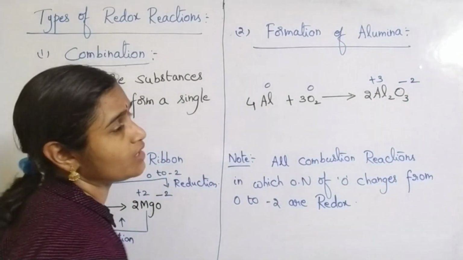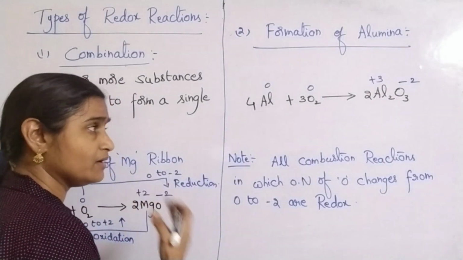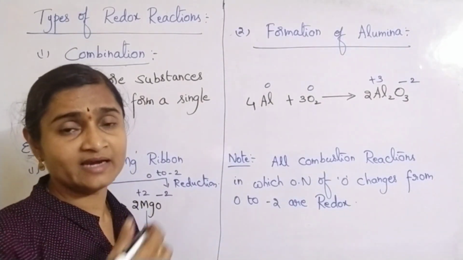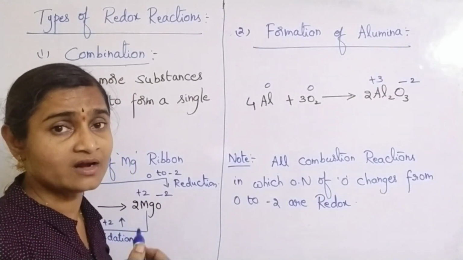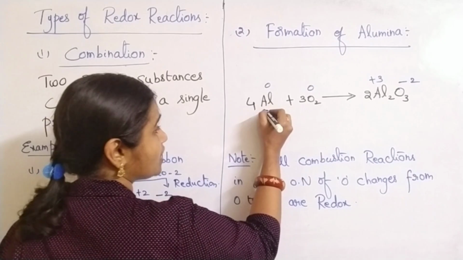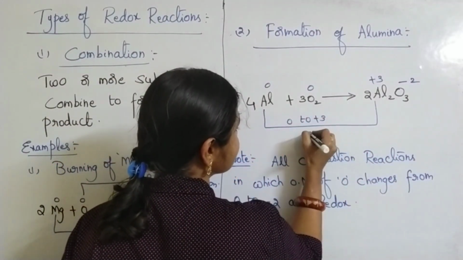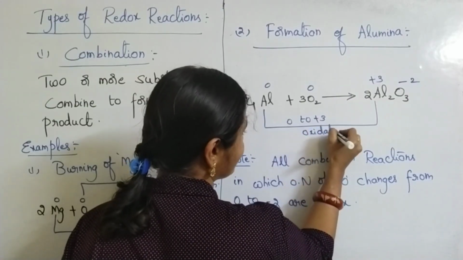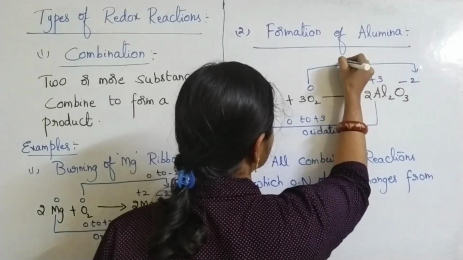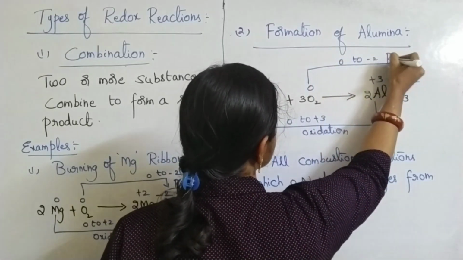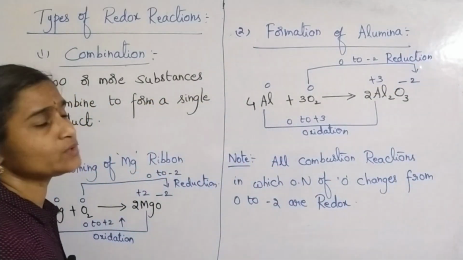You check, if you are not able to write fast, you keep X and calculate, and pause the video, write the equations once again and check in your notebook whether increase is happening or decrease is happening. Okay, so aluminum from 0 to +3 means increase in oxidation number is there, so it is called oxidation. And oxygen's oxidation number is decreased from 0 to -2, which means reduction. So as oxidation and reduction take place simultaneously, that's why you can call it a redox reaction.